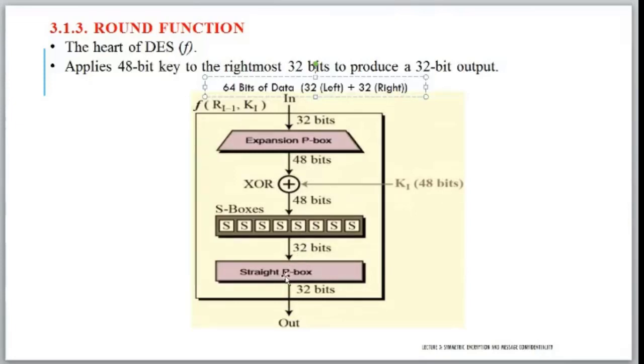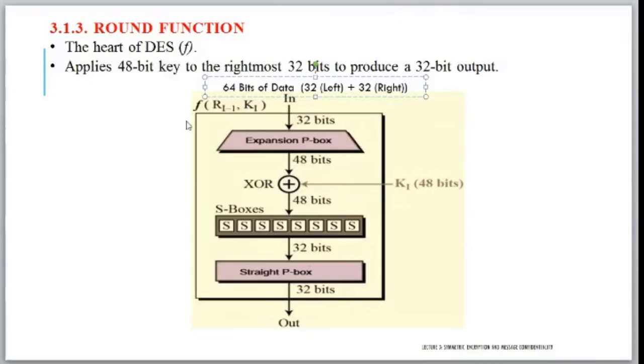Then, what is the straight P box? We will see it later. Now, 32 bit is the output. Already on this side you have 32 bit. So that is going to be 32 plus 32, 64 bit. So 64 bit is now the output for the next round. So it is going to the next round. In the next round, again you will divide into 32 bit, apply the expansion, apply the exclusive OR operation, apply the S box, apply the straight P box, and again output. Like this, it will be repeated 16 times.